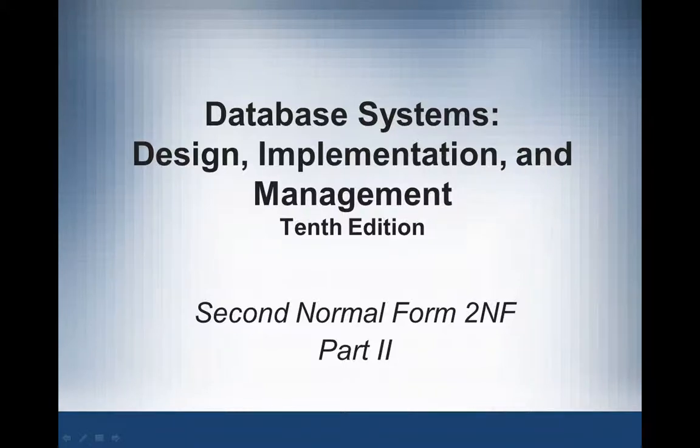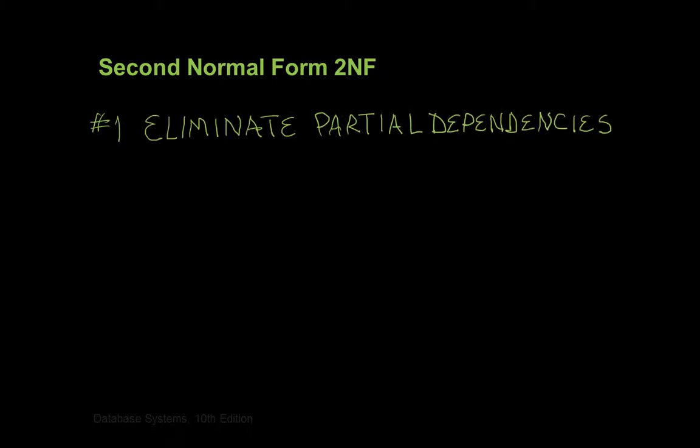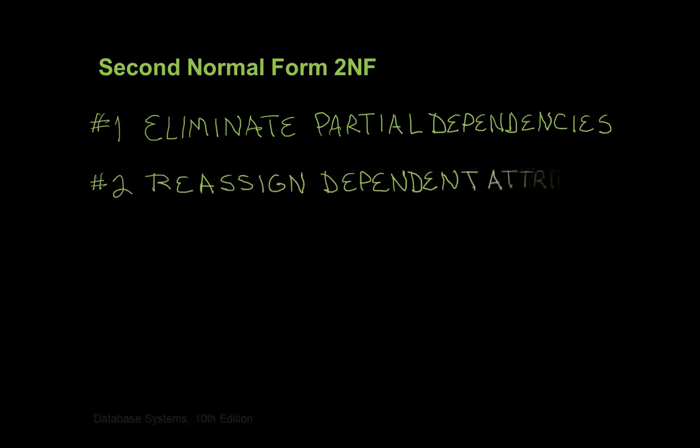In the second normal form, we deal with the dependencies that we identified in the first normal form. We do that with a three-step process. Step 1, we eliminate any partial dependencies. Step 2, we're going to reassign dependent attributes into logical tables.